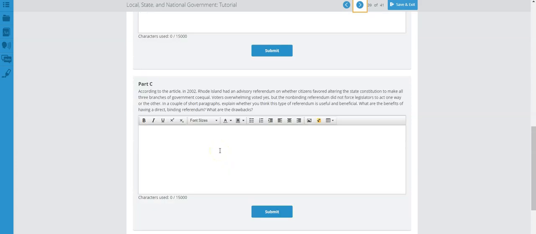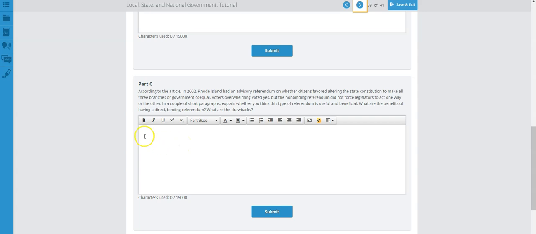Part C. According to the article, in 2002, Rhode Island had an advisory referendum on whether citizens favor altering the state's constitution to make all three branches of government co-equal. Voters overwhelmingly voted yes, but the non-binding referendum did not force legislators to act one way or another. In a couple of short paragraphs, explain whether you think this type of referendum is useful and beneficial. What are the benefits of having a direct binding referendum? What are the drawbacks? You have to give your opinion and provide a reason for your opinion.